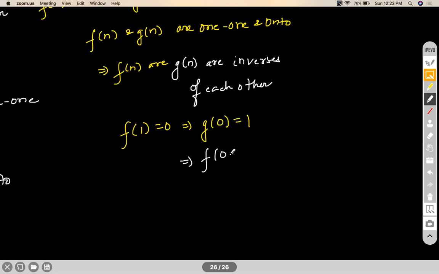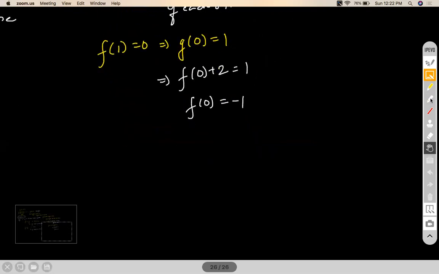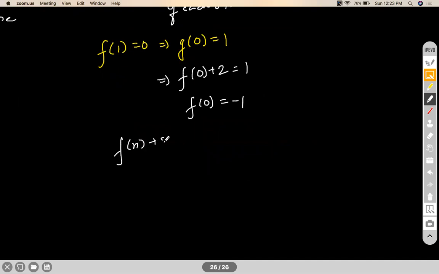G0 is f0 plus 2. That means f0 is minus 1. Is that fine? Agreed? Okay. Now, since f of n plus 2 is g of n, okay, let us take a composition with f.